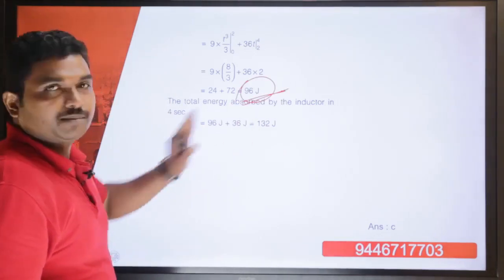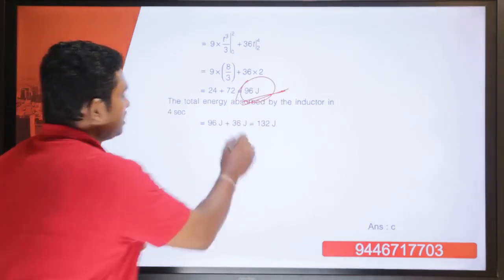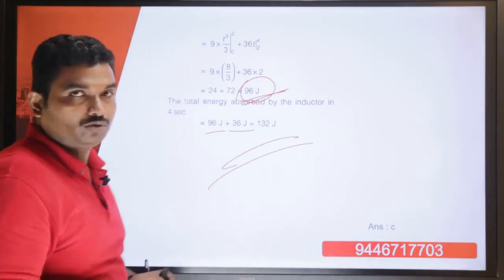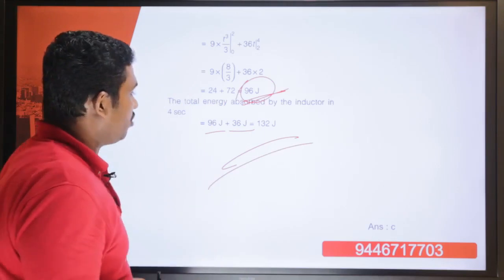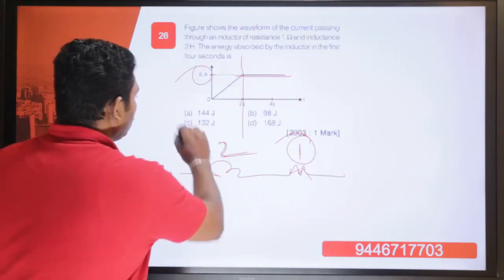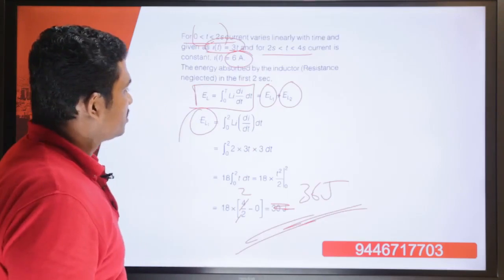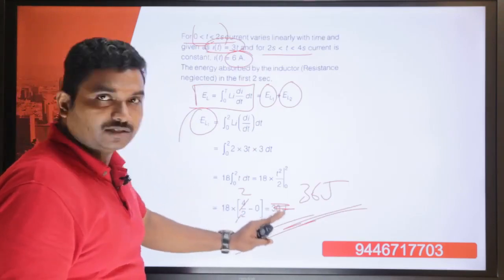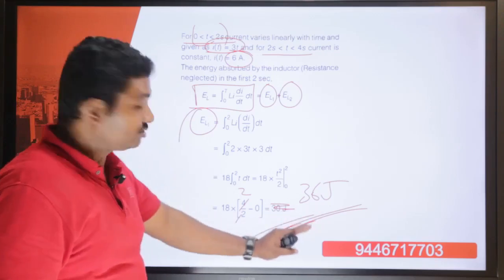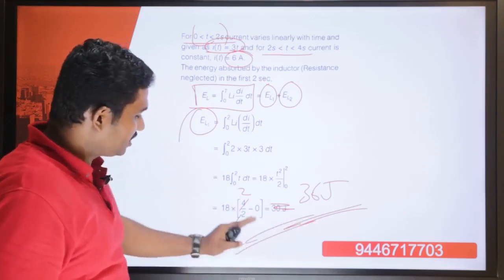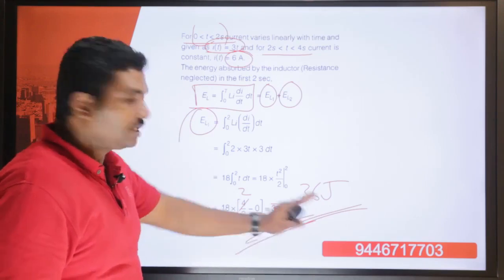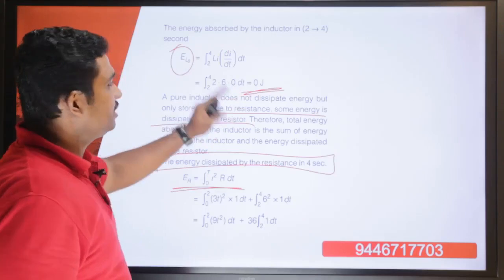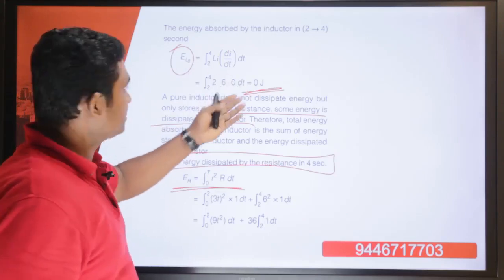Now the total energy absorbed by the inductor is the previous 36 joules plus this 96 joules, which comes to 132 joules. So our answer is option C, which is 132 joules. There is a slight correction in this. The answer given is not 30, it has to be 36 joules. Up to this point it is okay, but 30 joules is wrong. Then EL2 is equal to 0, so the net energy stored in the inductance is 36 only.